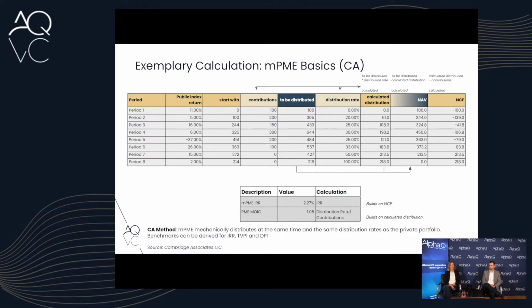So in principle, whenever there is a contribution to a VC fund, which you could think about like a paid-in capital, you assume you buy a stock, and whenever there is a distribution, you sell the same proportion of the stock, and that also gives you your net cash flow and a net asset value.